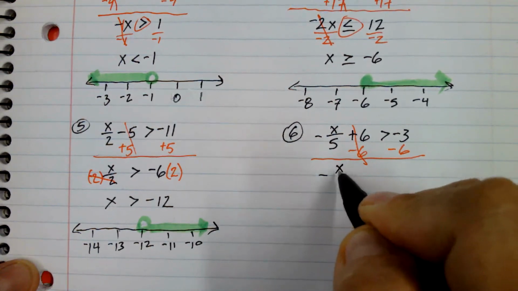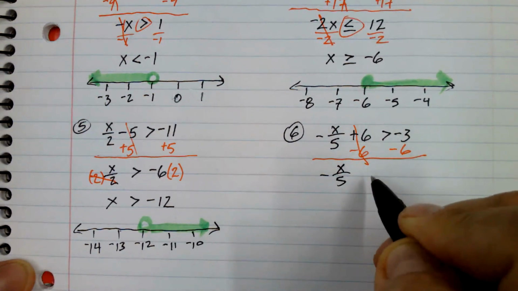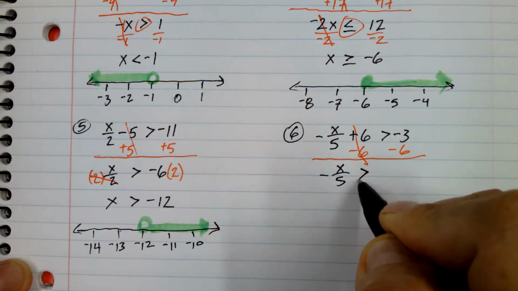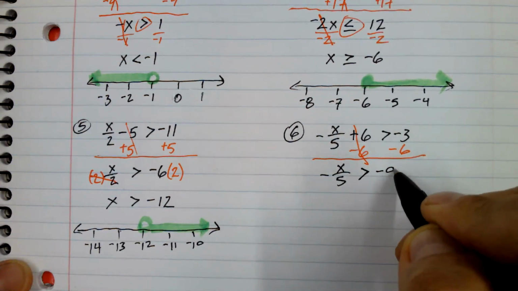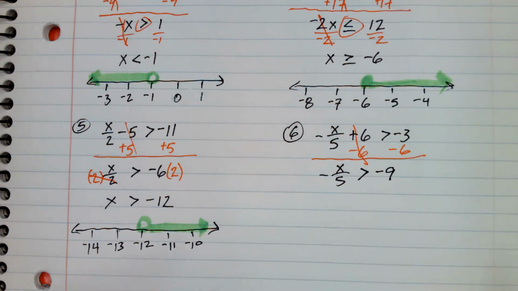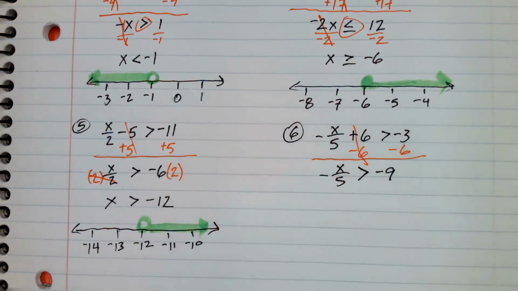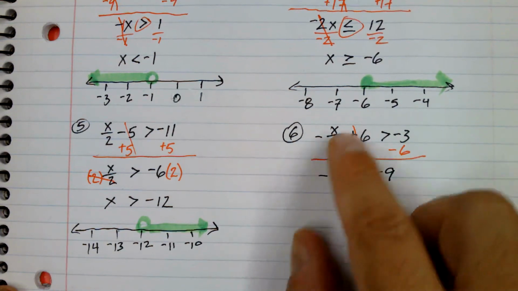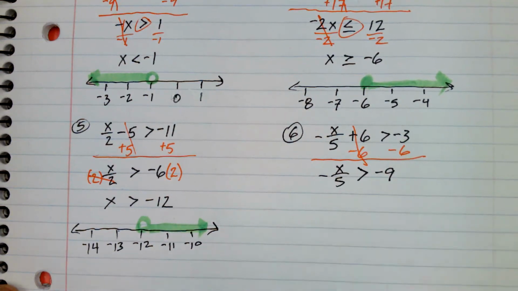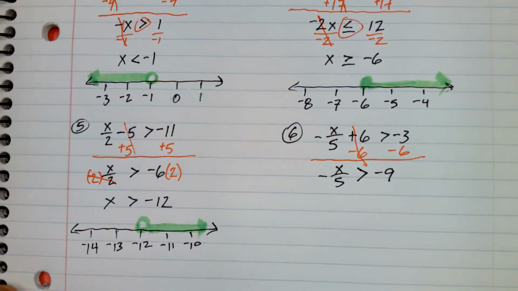I'm going to bring down negative x fifths is greater than negative 9. Okay. Now, what do we do now? I got negative x fifths is greater than negative 9. I want to get x by itself, and I don't want a negative x. I'm going to multiply. Multiply by what, though?